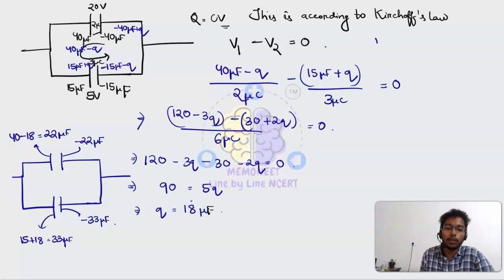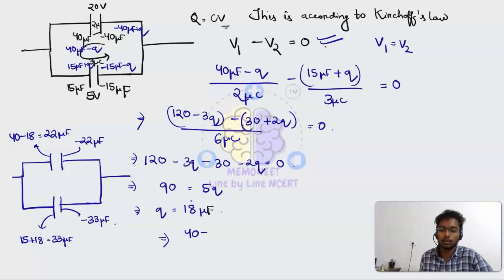Common voltage, V1 is equal to V2, we have found out. So the common voltage, put any one of the following. That is Q upon C, we have found that is 22. V1 is equal to 22 upon 2, that will be equal to 11 volt. Or for the next capacitor, V2 is equal to 33 upon 3, this is also 11 volt. Okay, because we are finding the common voltage.